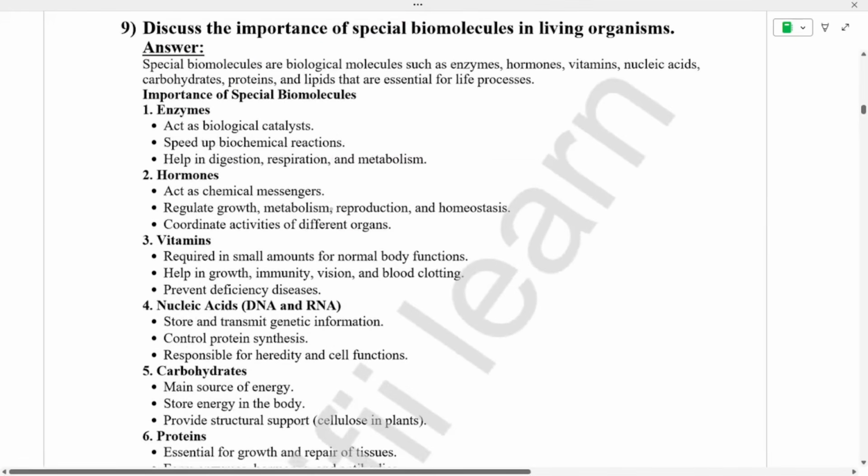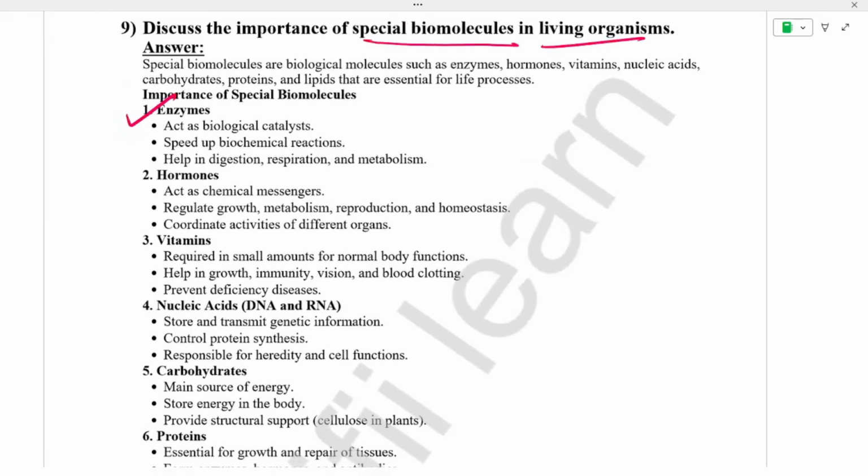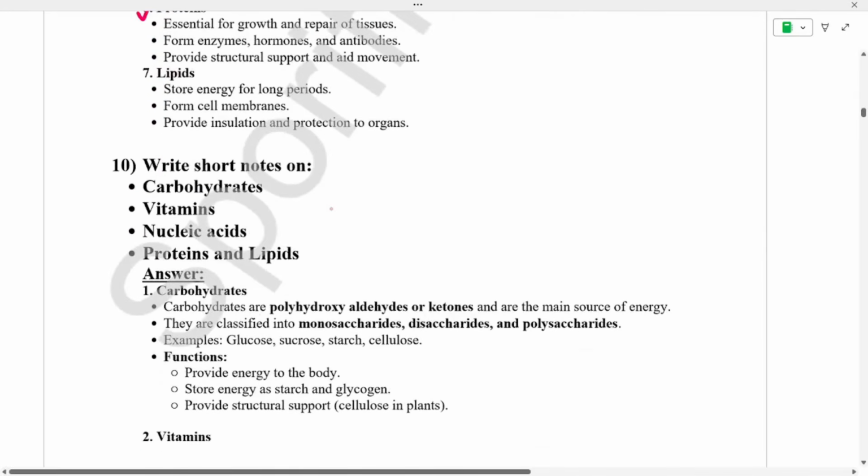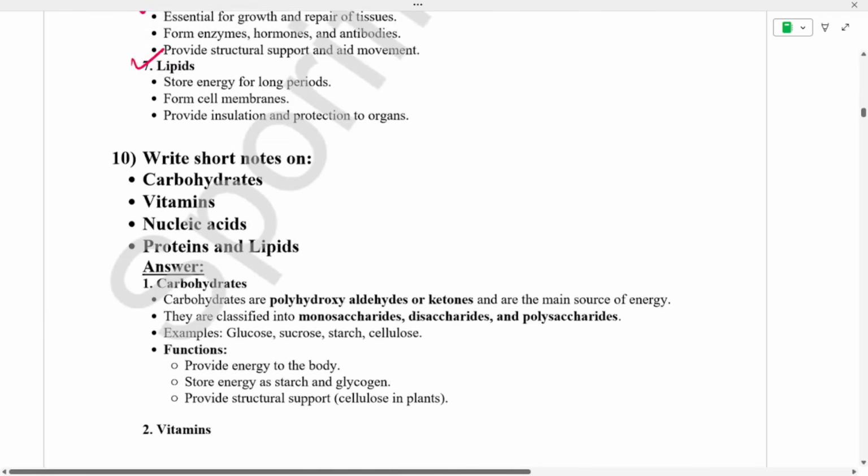Next is about the importance of special biomolecules in living organisms. Important biomolecules are enzymes, hormones, vitamins, nucleic acids, carbohydrates, proteins, and lipids.